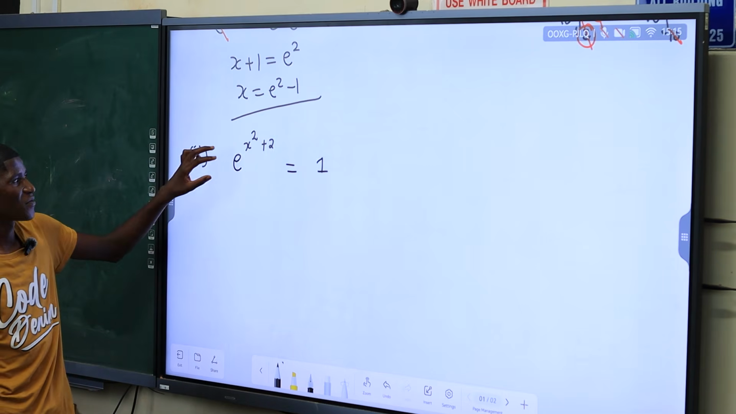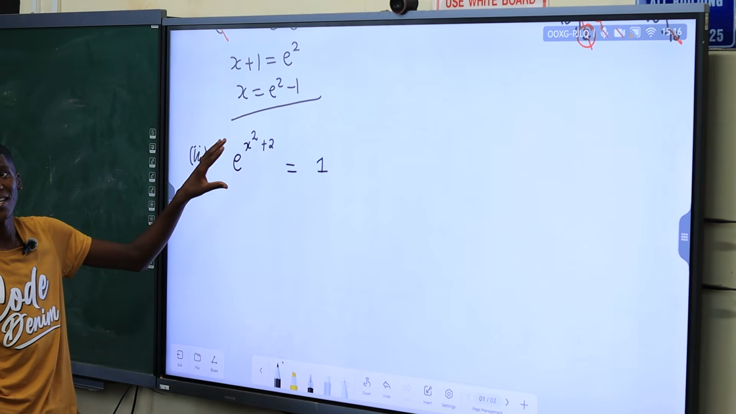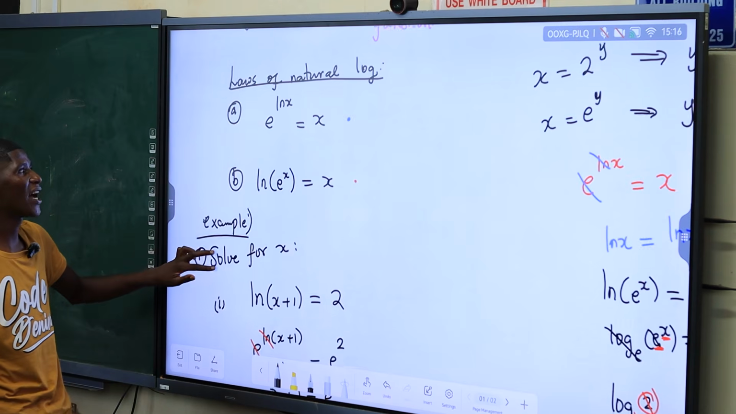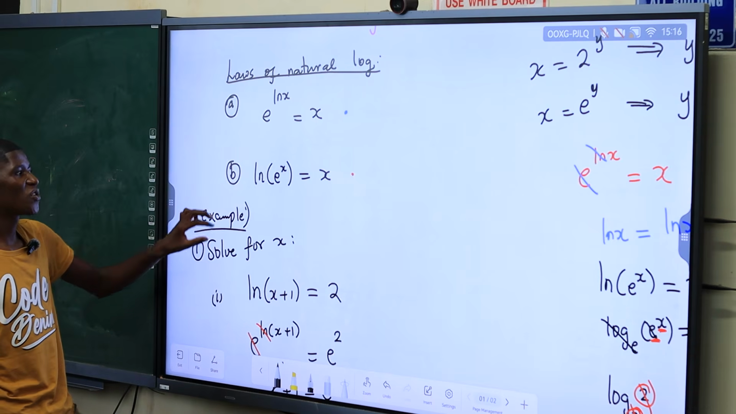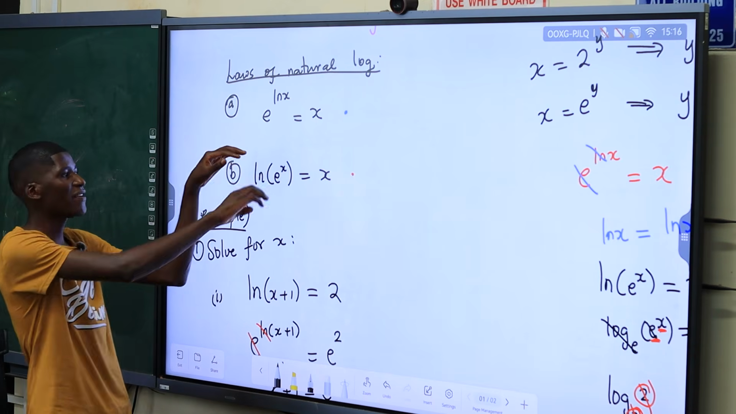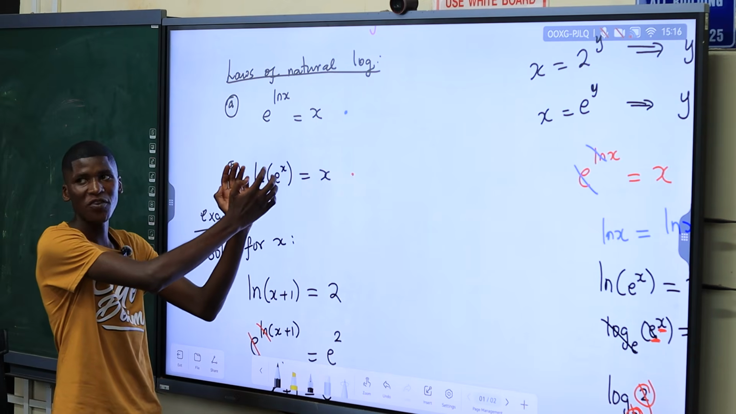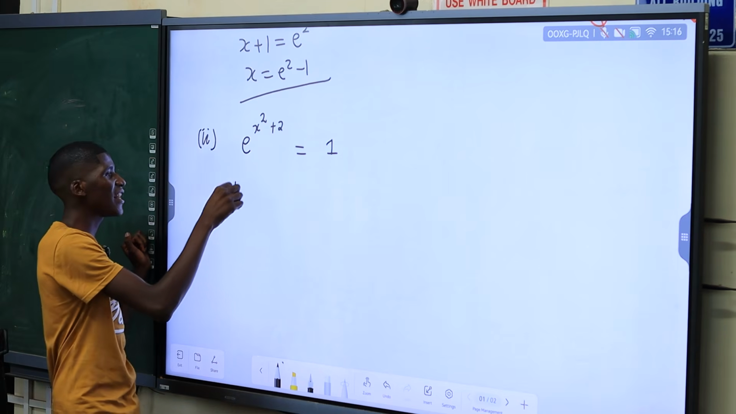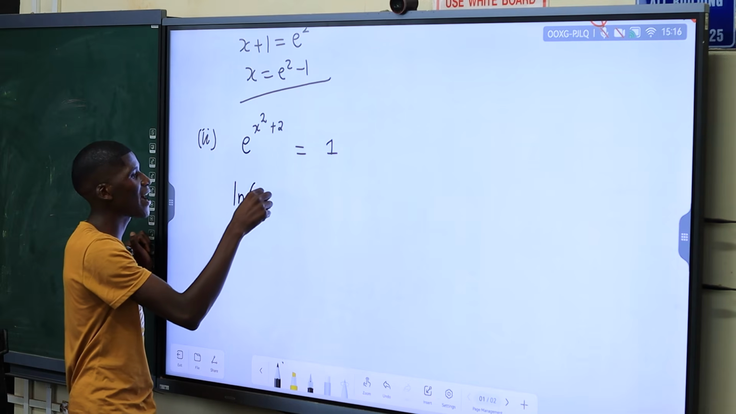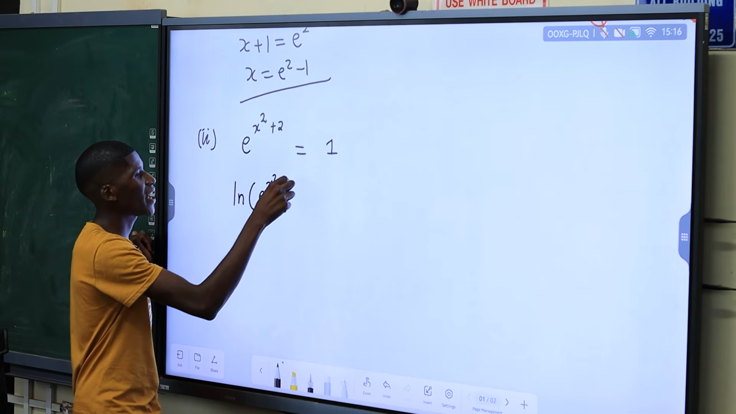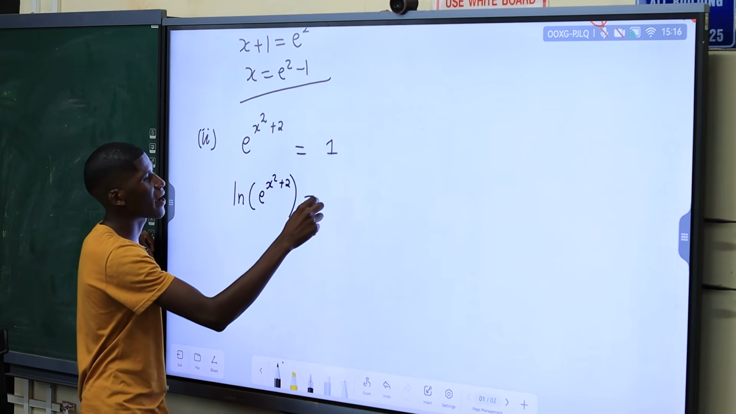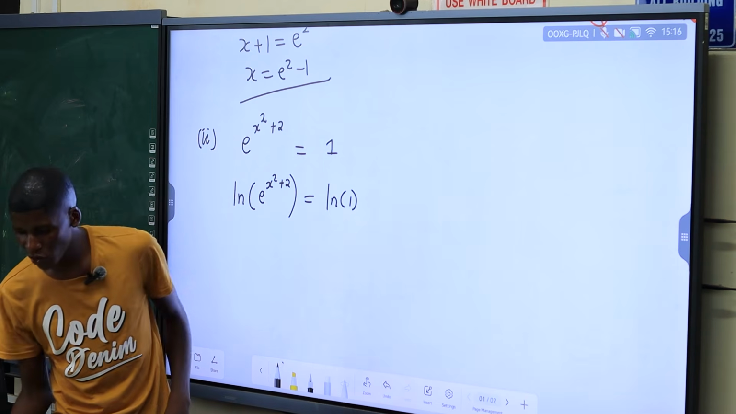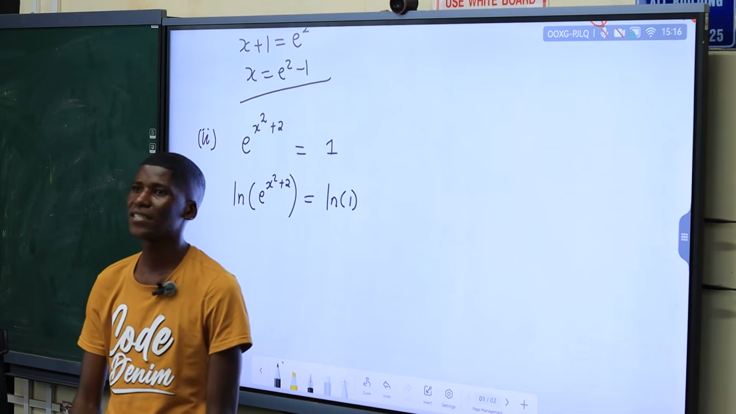So we write ln here. Look at the laws we have. So we say ln, and whatever we have goes in as the argument of ln. So we say ln of e to the power x squared plus 2 is equal to ln of 1. What you do on the left, you also do on the right.